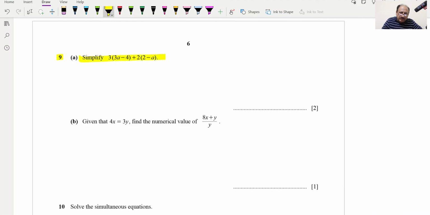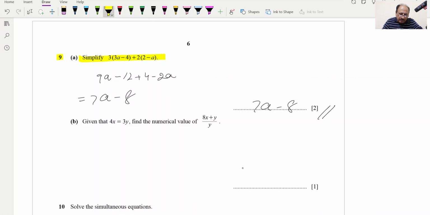Question number 9 says simplify this. We will open the brackets and we'll get 9a minus 12 plus 4 minus 2a. Adding like terms, we will get 7a and minus 8, and 7a minus 8 will be the final answer.